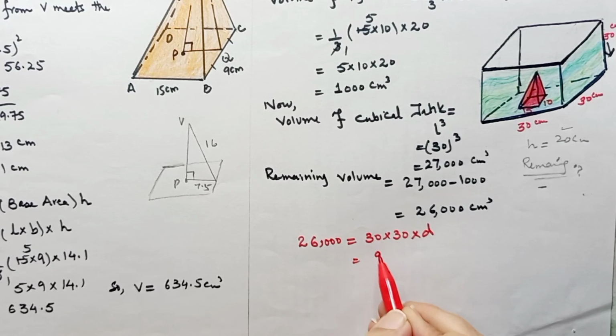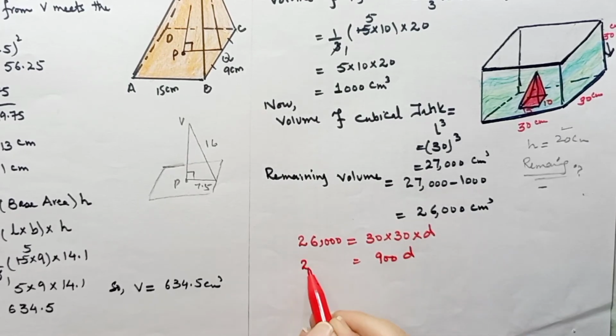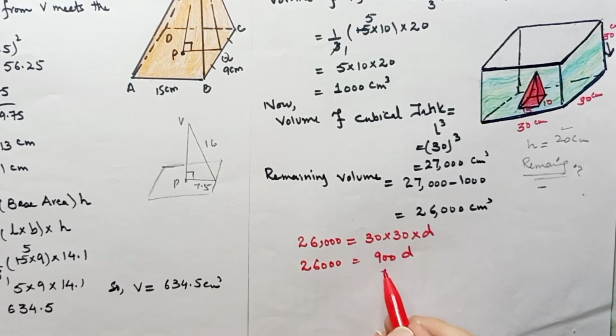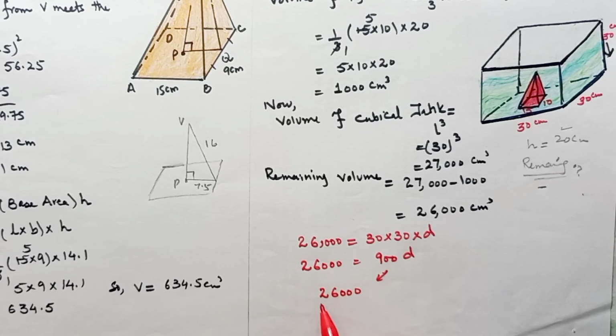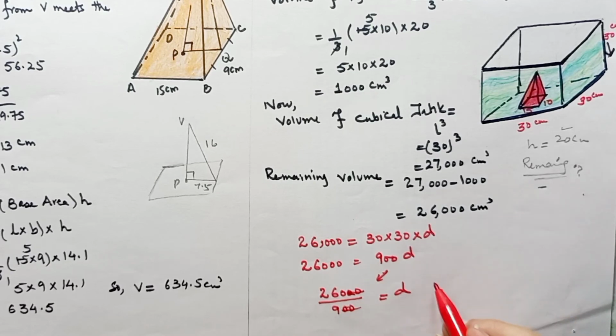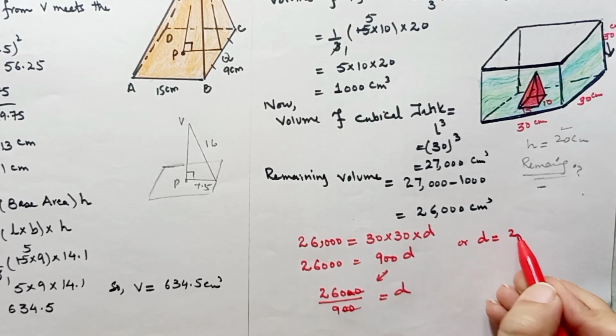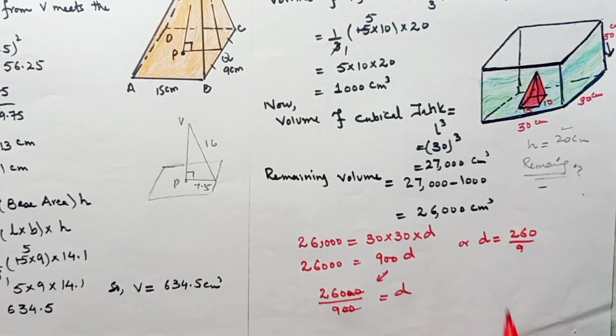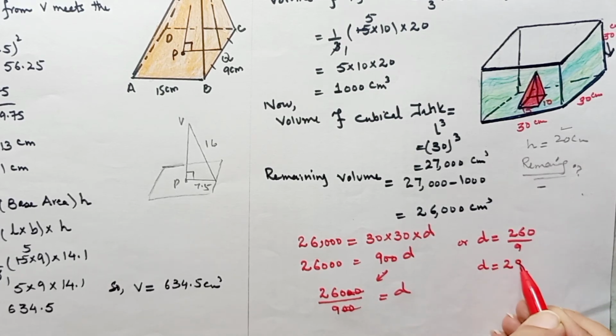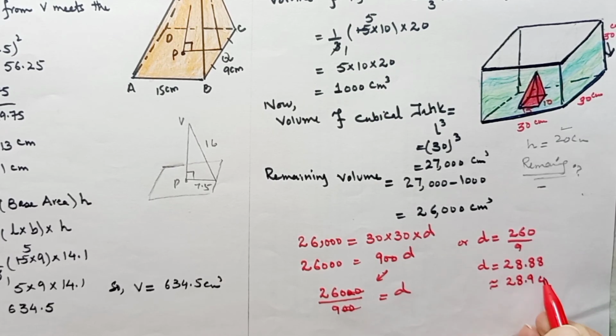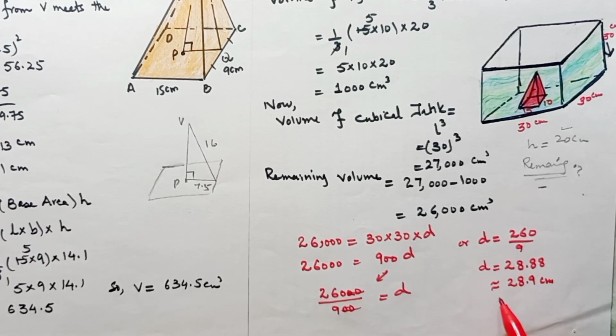So this is 900 into D equals 26,000. In order to find the depth, 26,000 divided by 900 equals D. 2 zeros can go with 2 zeros, so I can come here: 260 by 9, and 260 divided by 9 is 28.88, or approximately 28.9 centimeter is the depth of water in the tank when the pyramid has been removed. I hope you are clear about this question.